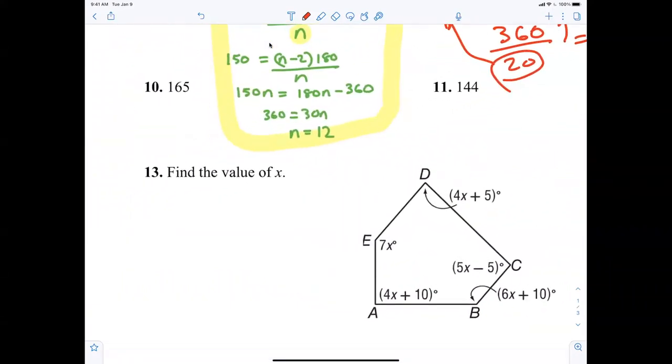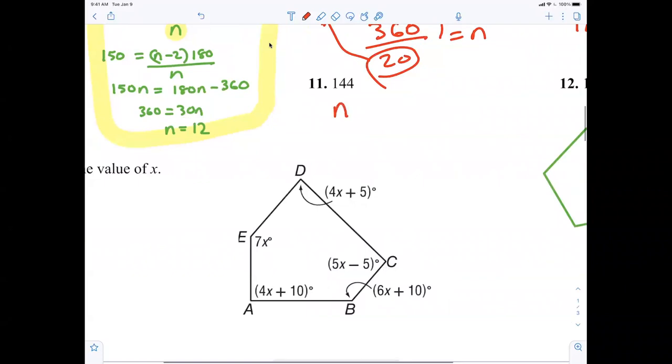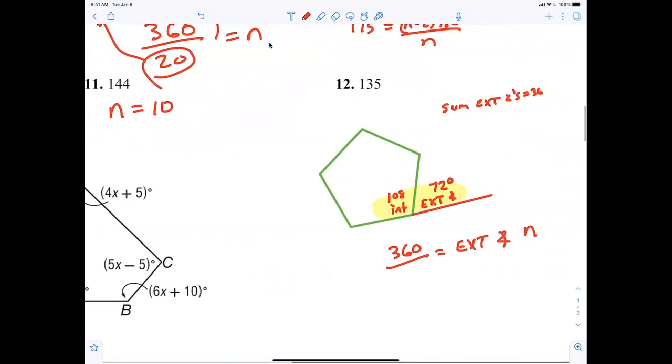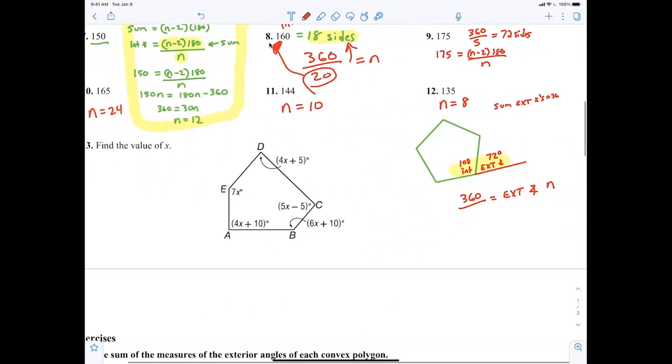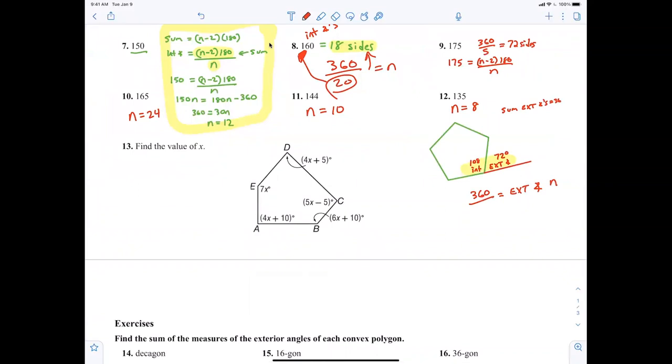Because we want to get our work done. Number 10, n equals 24. Anybody have any problems? n equals 24. Number 11, n equals 10. Remember, n stands for the number of sides or the number of angles. So 12, 8. All right, so that was a good lesson.